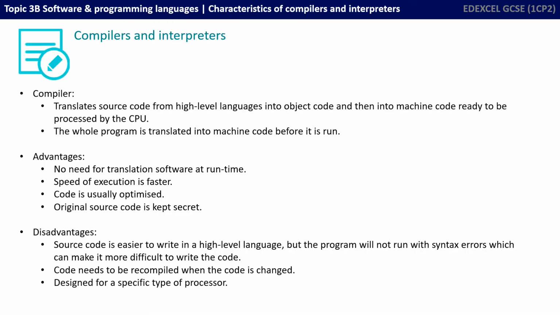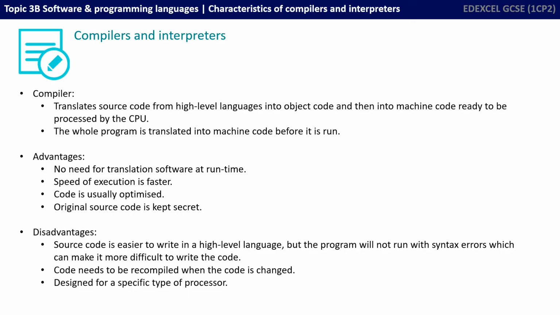So just to recap then, a compiler translates source code from high-level languages into object code and then into machine code ready to be processed. The whole program is translated into machine code before it's run. The advantages here is there's no need for further translation at runtime. The speed of execution is faster and the code is usually optimized. It also keeps the original source code secret.